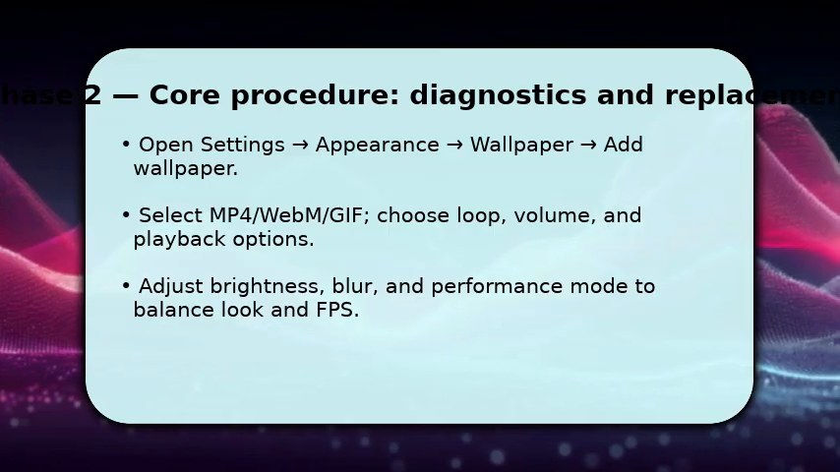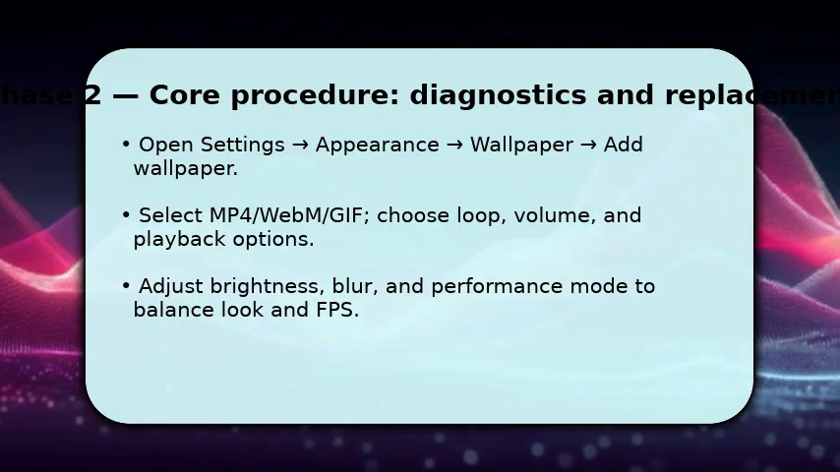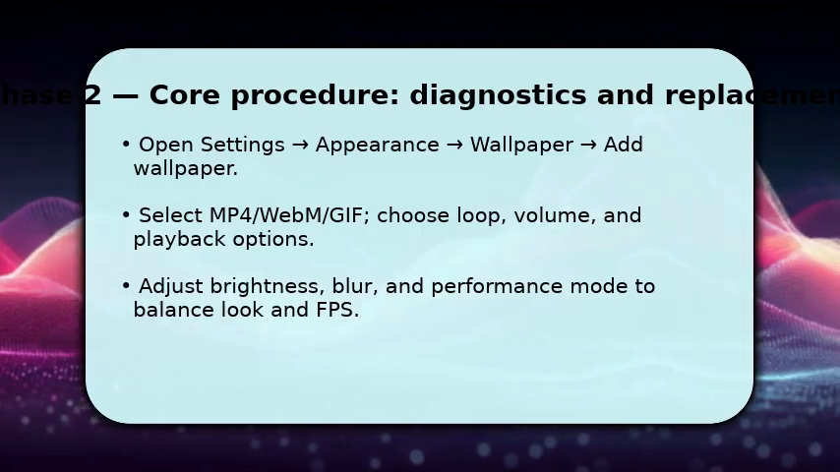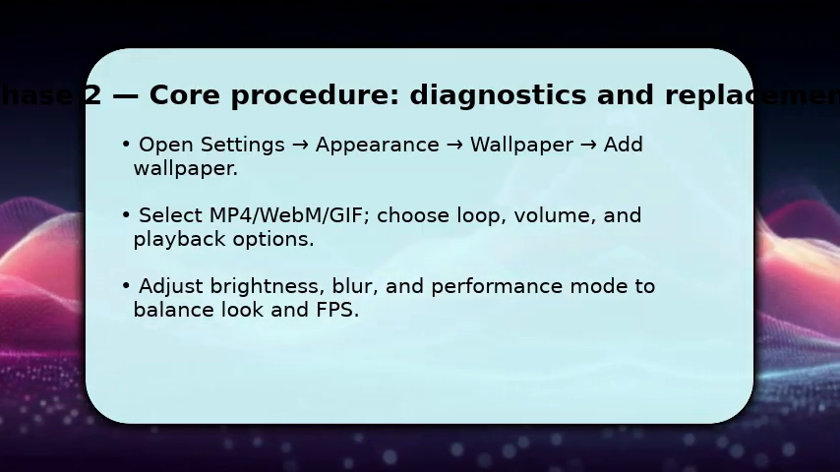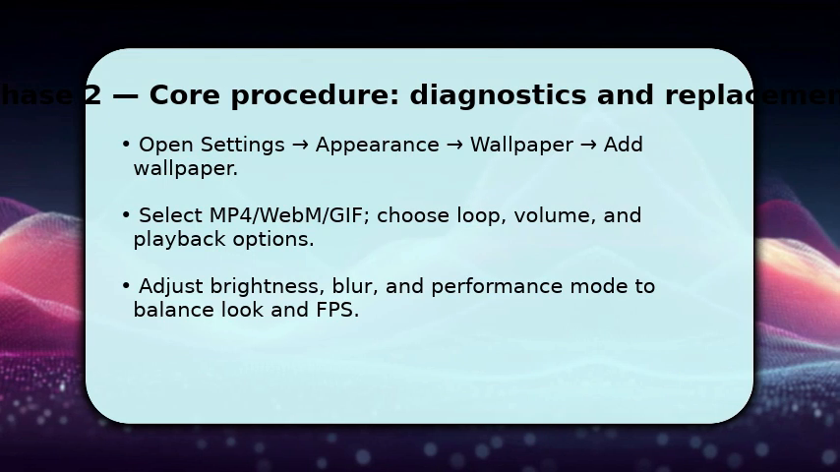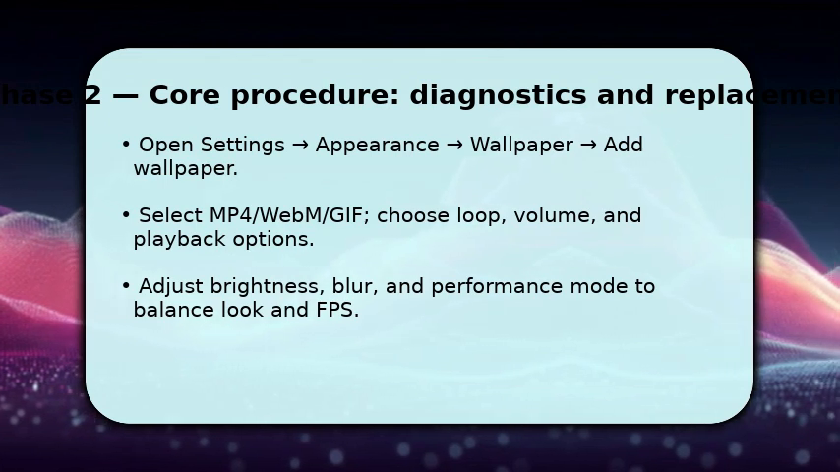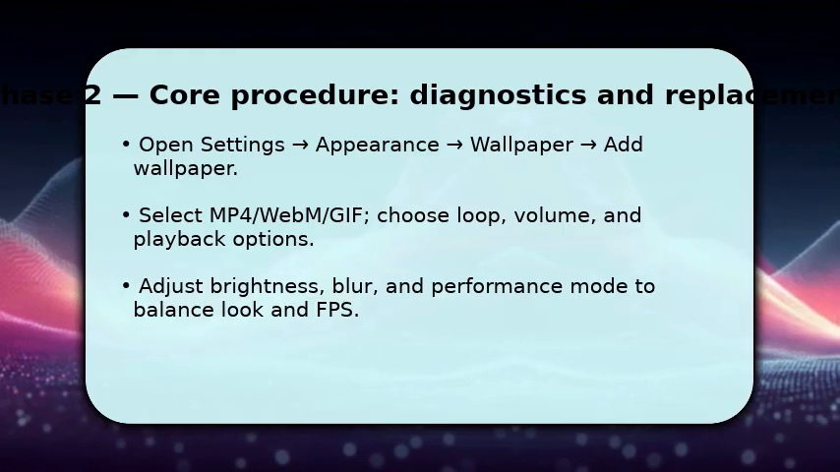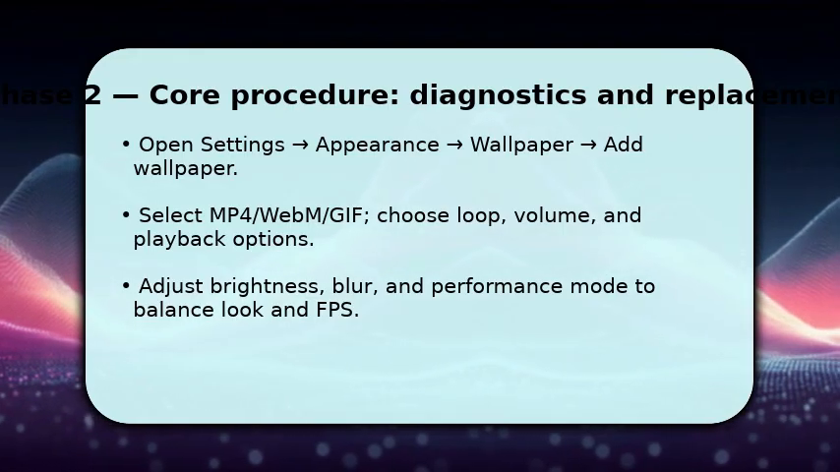Then tweak visual sliders. Lower brightness or add blur to keep tabs readable, and select performance mode to limit FPS if your system stutters. These controls let you balance visual appeal versus resource use. Make small adjustments and observe CPU and GPU impact before moving to full-screen testing.